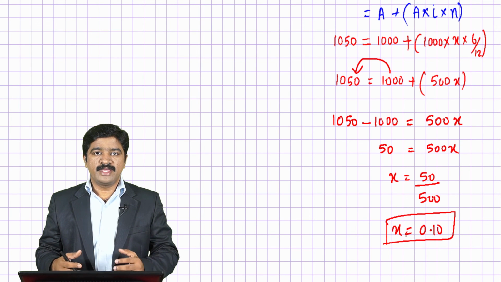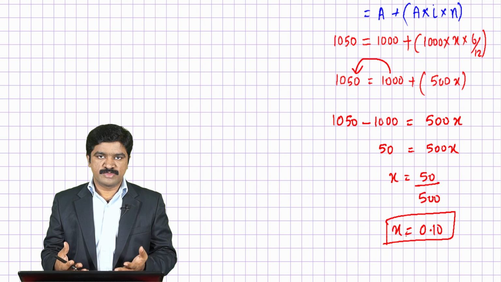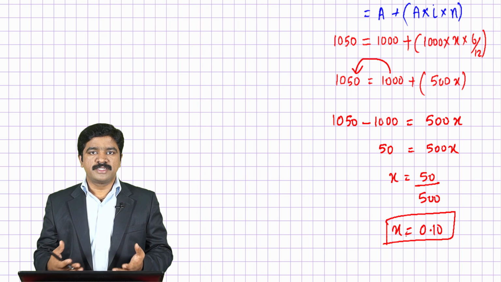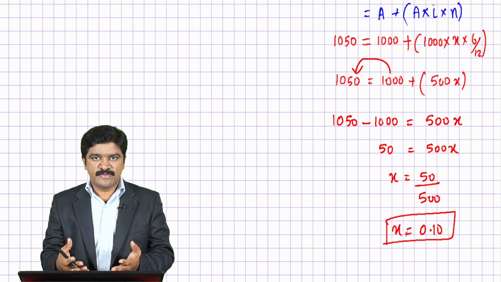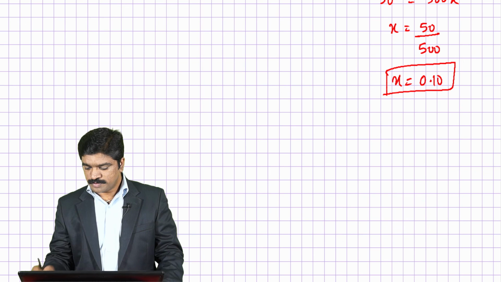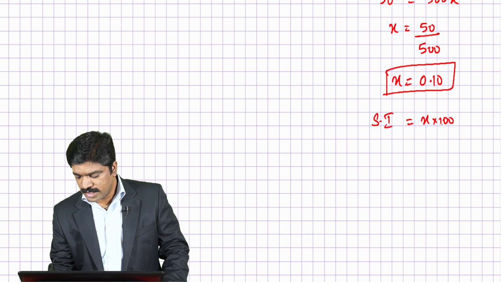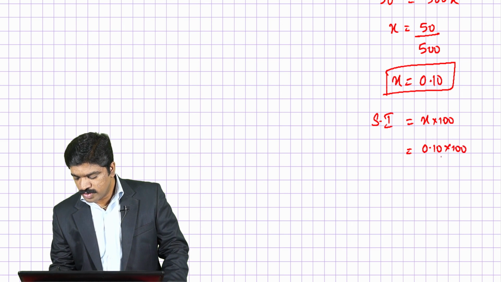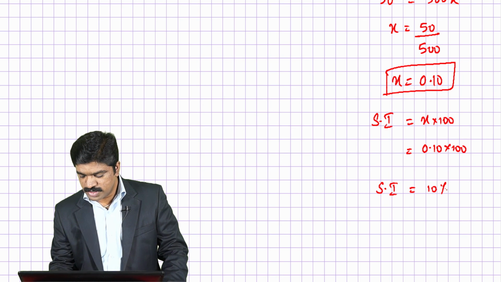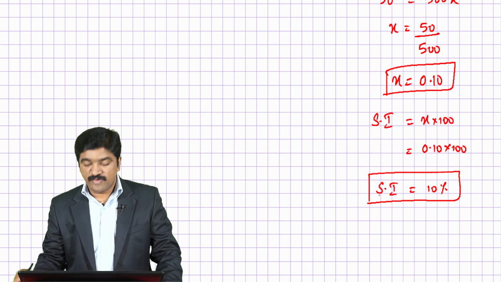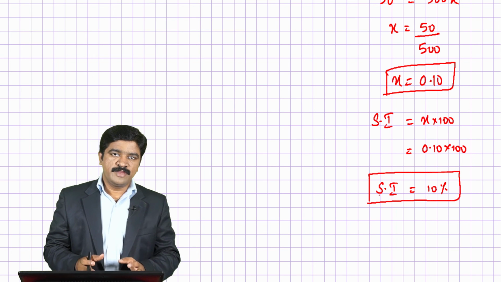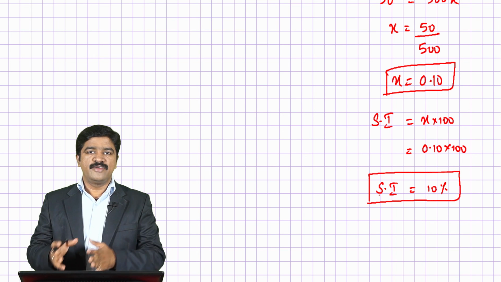Now this can be expressed in percentage terms. If you want to express this in percentage terms, then just multiply with 100. So your simple interest is nothing but x into 100, and that is nothing but 0.1 into 100. So you get your simple interest as 10%. So this is how you can find simple interest when you have the present value and the future value.